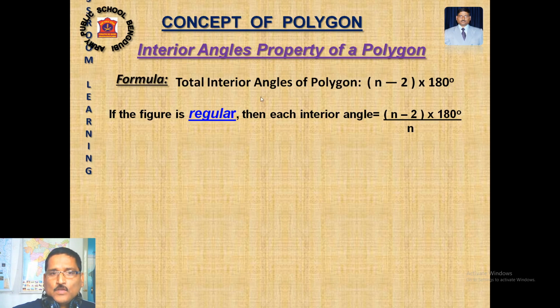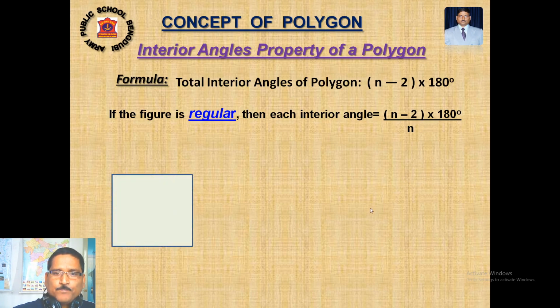Similarly here also, when the figure is regular, each interior angle will be the total interior angle, (n minus 2) into 180 degrees, divided by the number of sides. So when the interior angle is given, you can find the number of sides by forming an equation here, for a regular polygon.